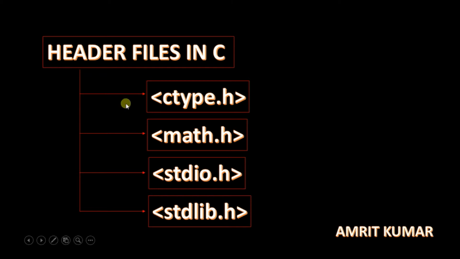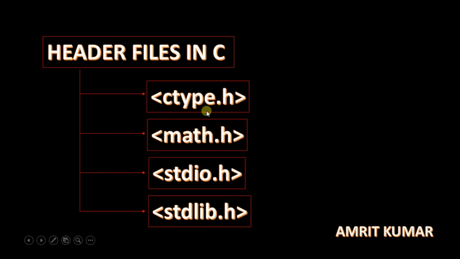Header files are those files which contain a collection of functions. That file is used in the head of any program. So we will use all these header files above the main function, or we can say in the head of the program.